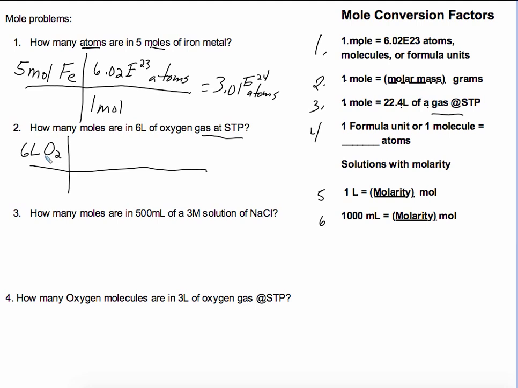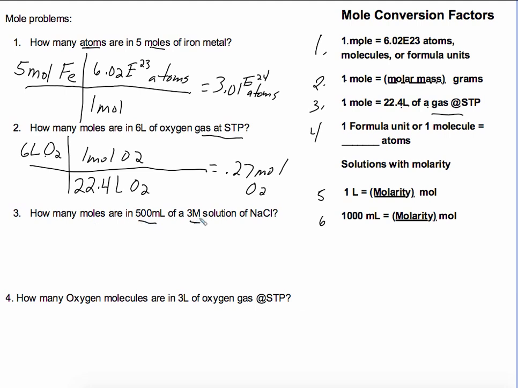Now, we got 22.4 liters in 1 mole. The principle of diagonality, liter here, we have to put our liters there. Notice that the 22.4 goes with the unit liters, and the 1 mole goes up here. So then we would do the math. 6 times 1 divided by 22.4. That equals 0.27 moles of O2. All right, here's another one.